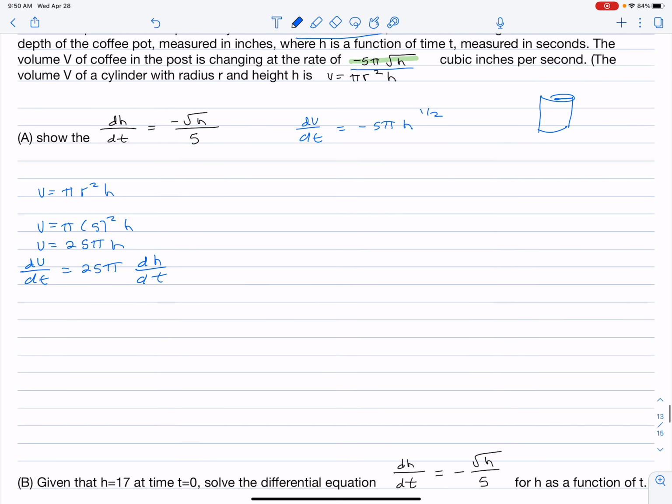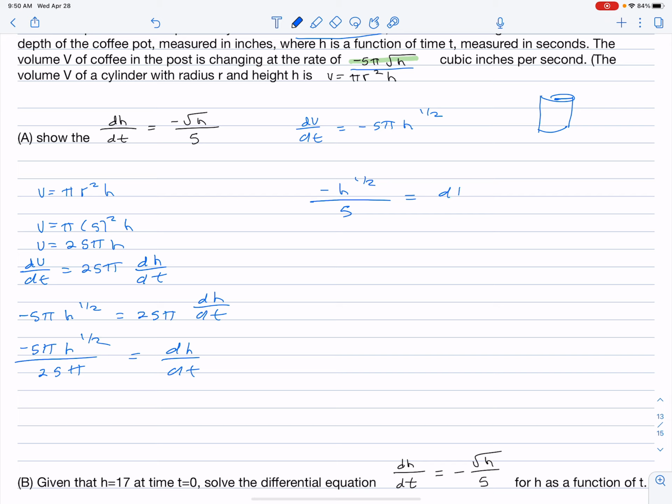Let's plug in some numbers. dV/dt is negative 5 pi h to the 1/2, and that equals 25 pi dH/dt. Dividing both sides by 25 pi, I get negative 5 pi h to the 1/2 divided by 25 pi equals dH/dt. Simplifying that, the pi's cancel out, and we get negative h to the 1/2 over 5 equals dH/dt. So we get exactly what we were asked to show. Not a lot to say there.